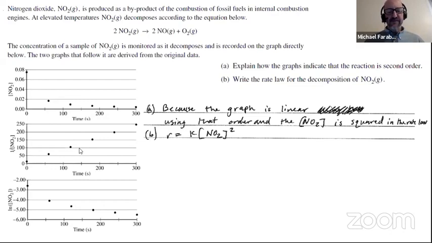The student says, because the graph is linear, using that order and the NO2 is squared in the rate law, and then they write rate equals K, the rate constant, times the concentration of NO2 to the second power. So think about how you might modify your response to get full credit for this question.